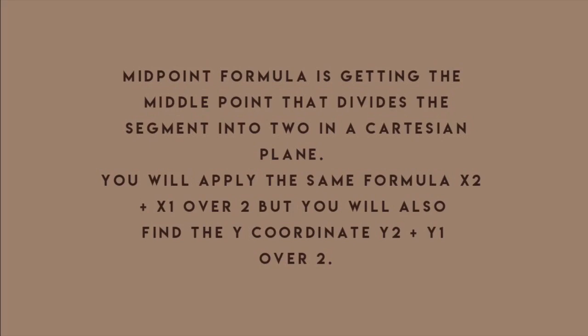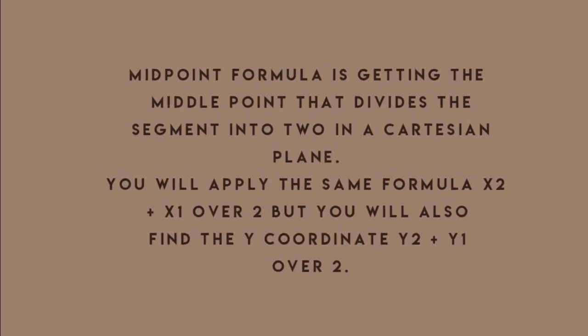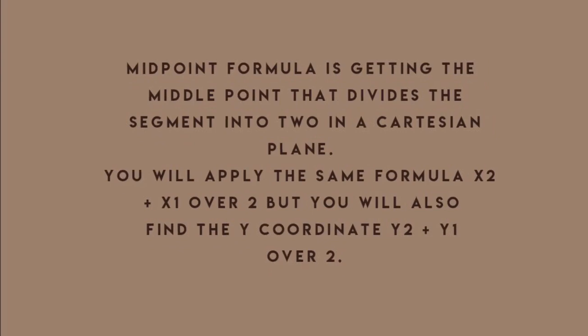Midpoint formula is getting the middle point that divides the segment into two in a Cartesian plane. You will apply the same formula, x sub 2 plus x sub 1 over 2, but you will also find the y coordinate, y sub 2 plus y sub 1 over 2.